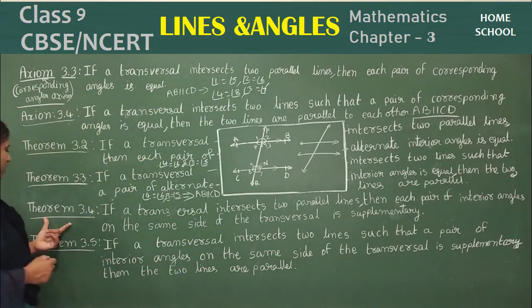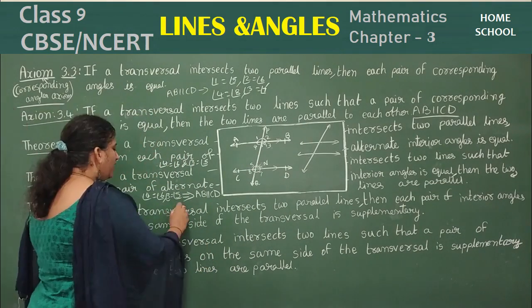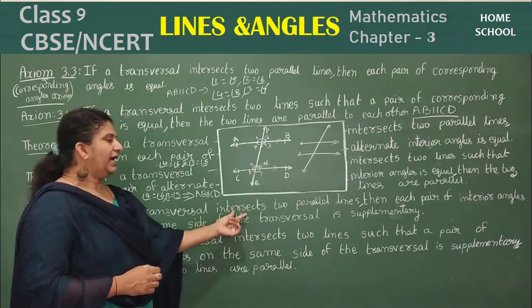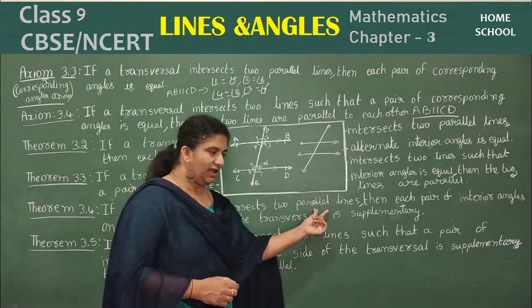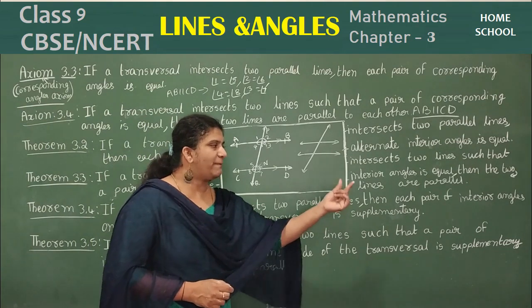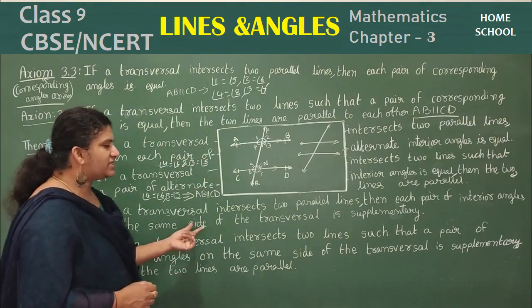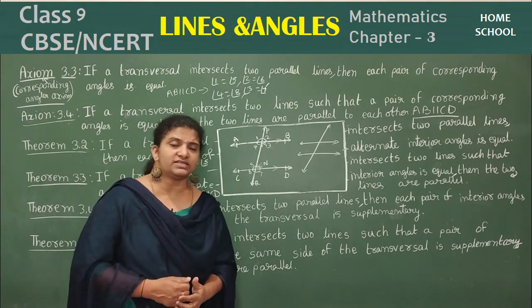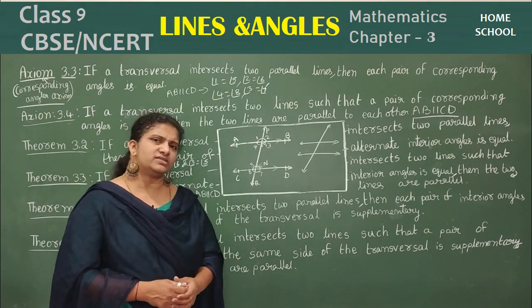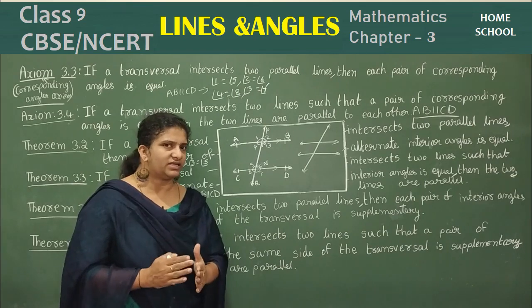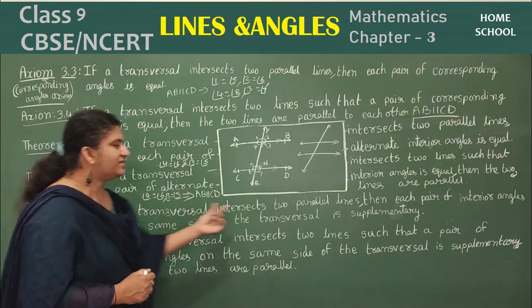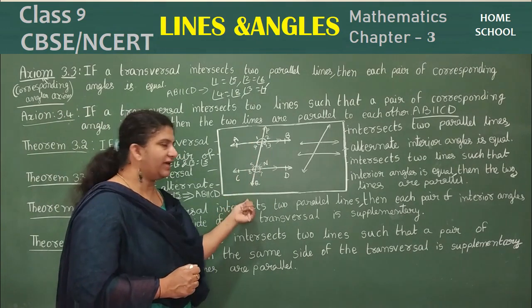So next one, theorem 3.4. If a transversal intersects two parallel lines, then each pair of interior angles on the same side of the transversal is supplementary. What is the statement? Shall we cut the statement here? Look here. Transversal intersecting two parallel lines.